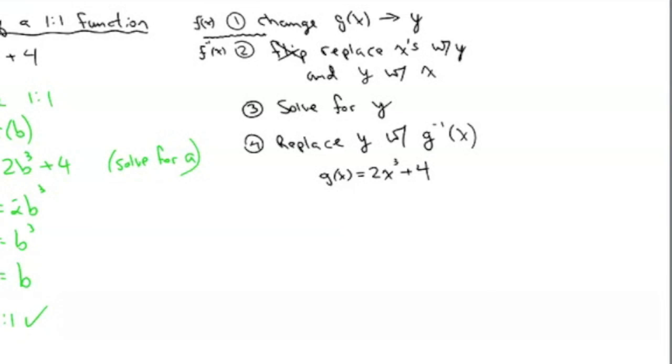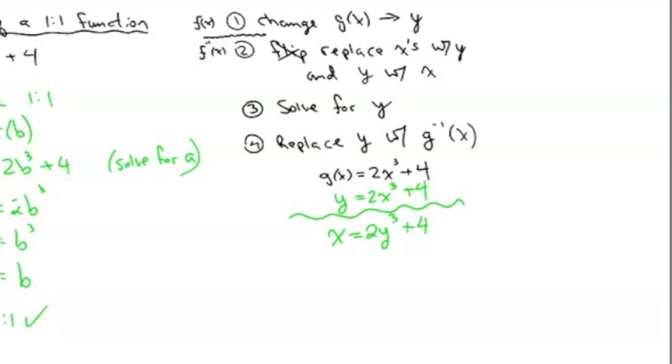So step number 1 says, change g of x into y, so you go y equals 2x cubed plus 4. At this moment, we're still talking about g of x. The next step, I'm going to separate it with a line. You replace the y with x, and you replace the x with y. We are now not talking about g of x anymore. This is literally g's inverse. In this form, it is really g's inverse. It just isn't looking nicely.